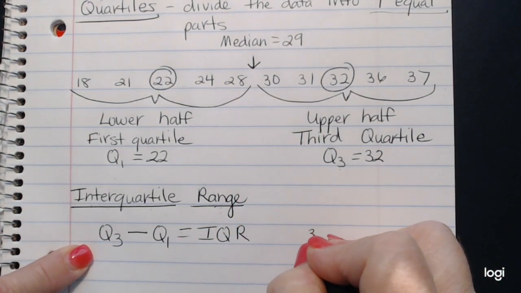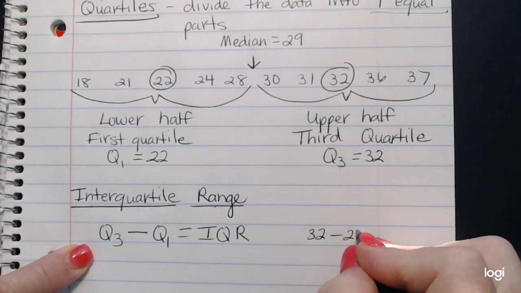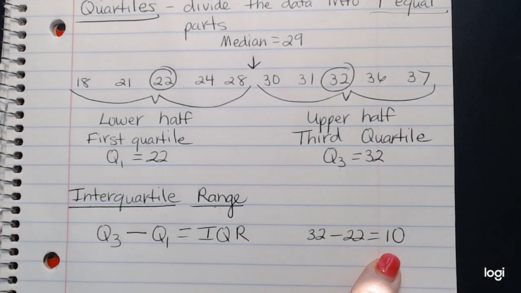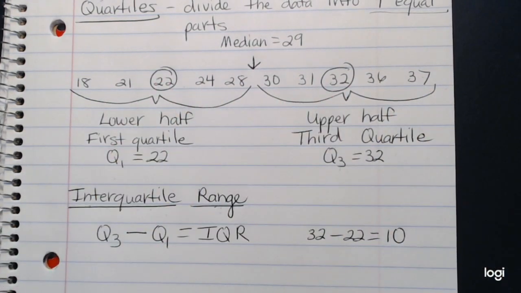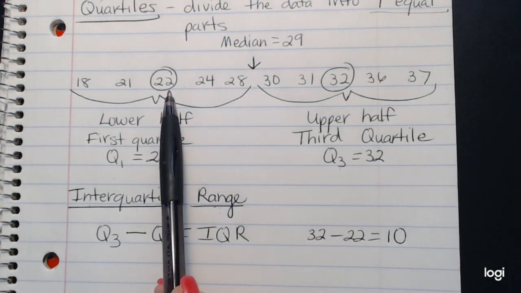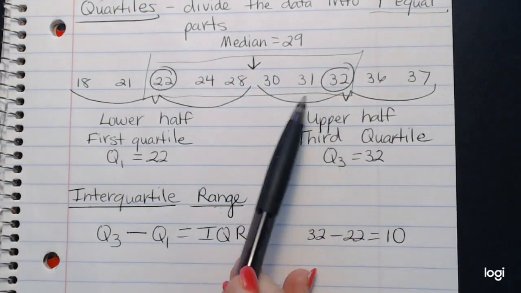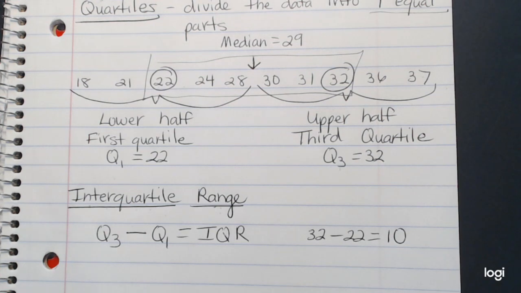32. What was our quartile 1? 22. 32 minus 22 is 10. So we found out that according to this data, our interquartile range is 10. Now, if you notice, interquartile range is from here to here. So this shows us the range of the middle half of the data, and it's just another way of measurement and variation.